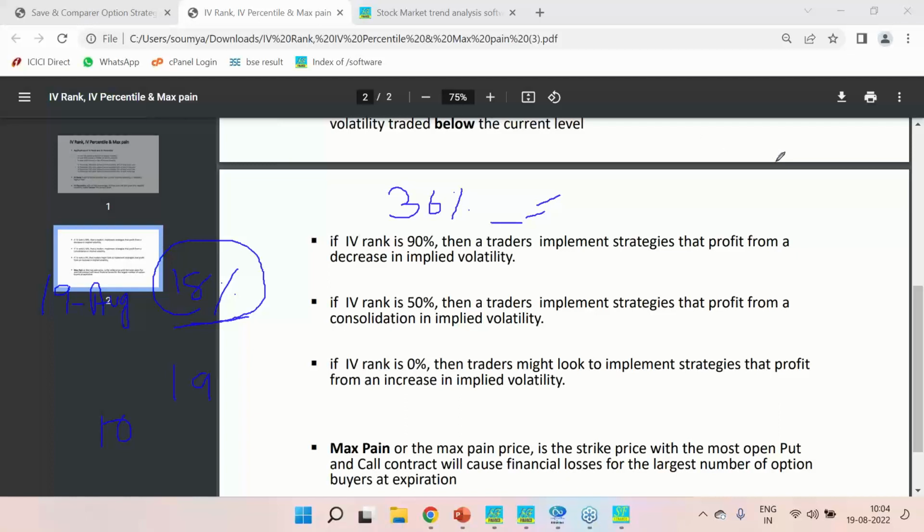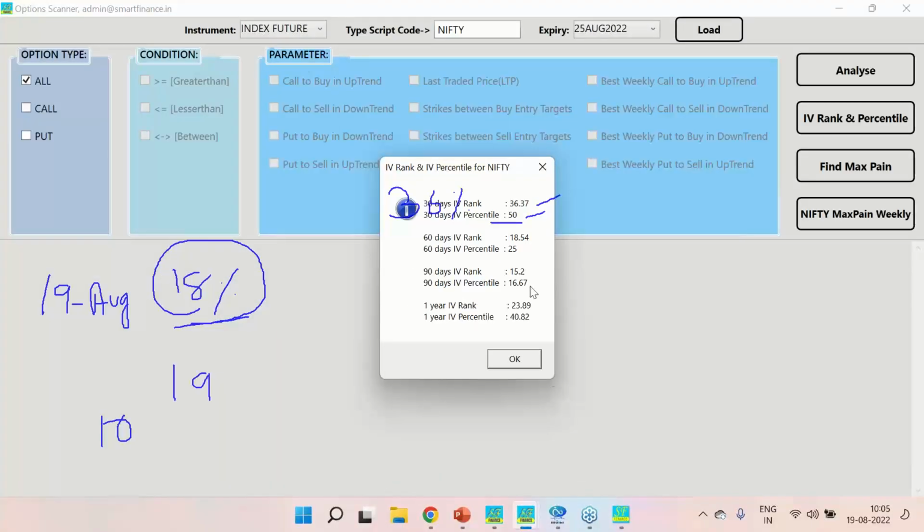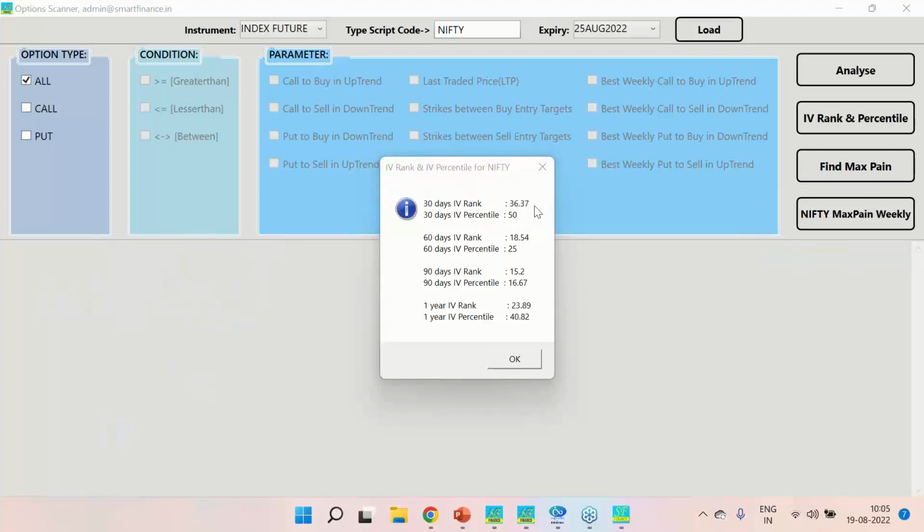So if we want to make a consolidation, what kind of strategy should we form? We can form a calendar spread, short straddle, or short strangle. Now it is 36, so 36 means we are in the consolidation band. IV rank is 36%. IV percentile is telling 50-50: 50% of the time we are below this IV and 50% of the time we are above this IV. So we are in the consolidation band.